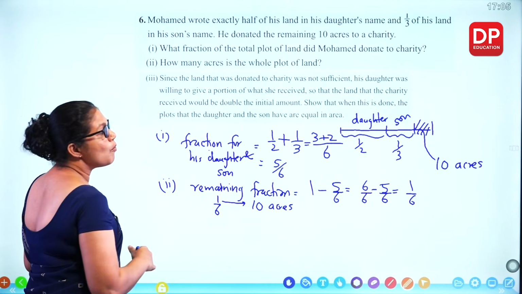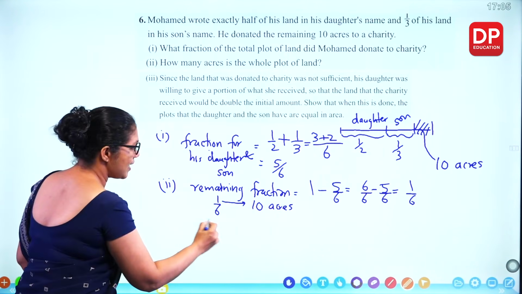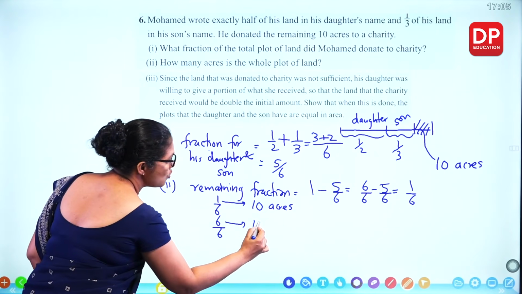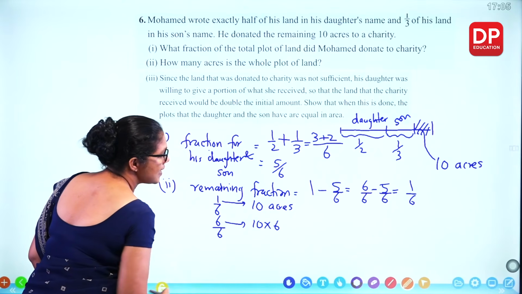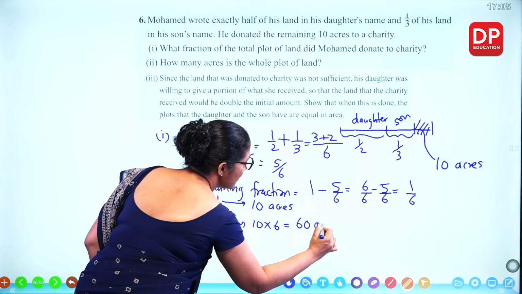So here, what about the full amount? You multiply, so that means total parts, 6 out of 6. So that means you are multiplying this by 6. So altogether, he owned 60 acres.